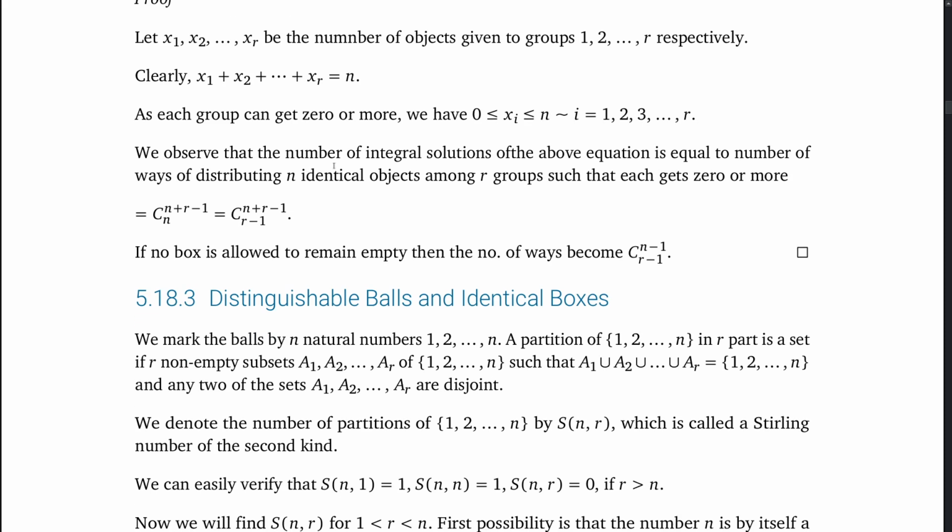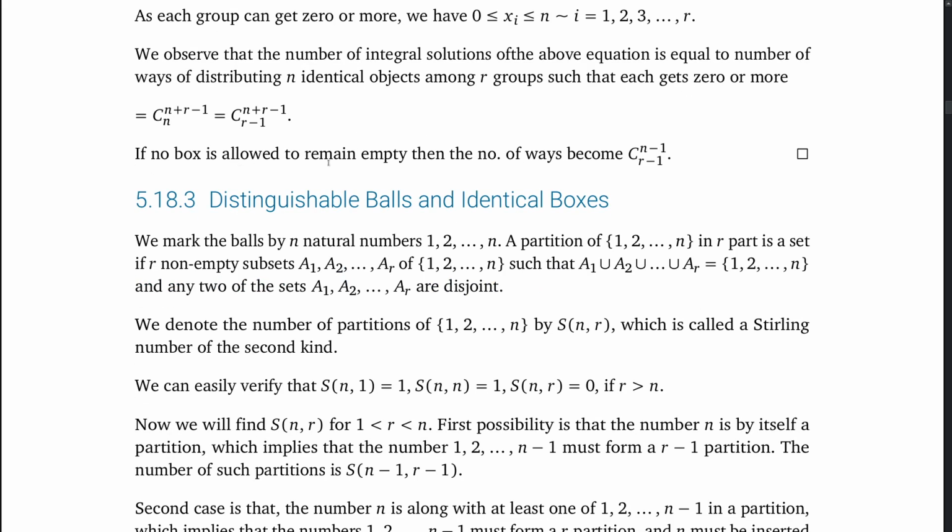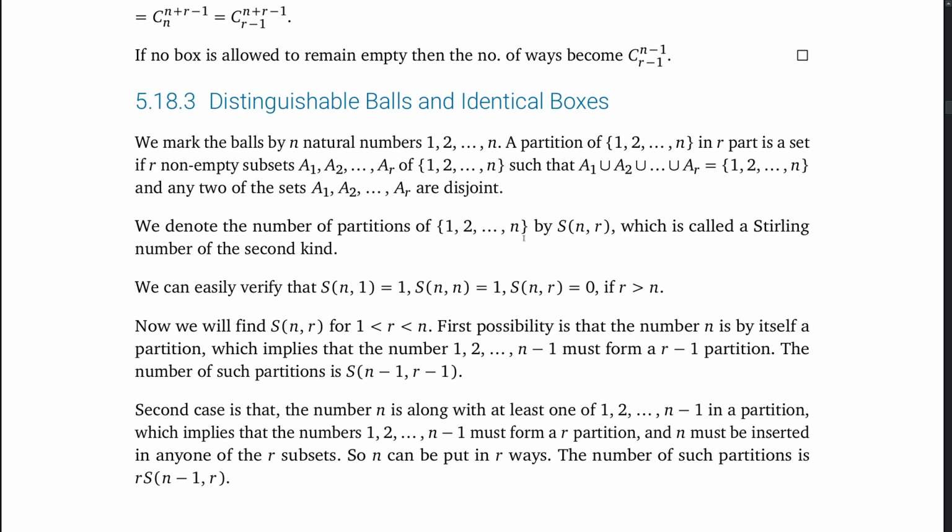We observe that the number of integral solutions of the above equation is equal to the number of ways of distributing identical objects among r groups such that each gets 0 or more. So (n+r-1)Cn is equal to (n+r-1)C(r-1). If no box is allowed to remain empty, then the number of ways becomes (n-1)C(r-1). Now the third case is distinguishable balls and identical boxes.